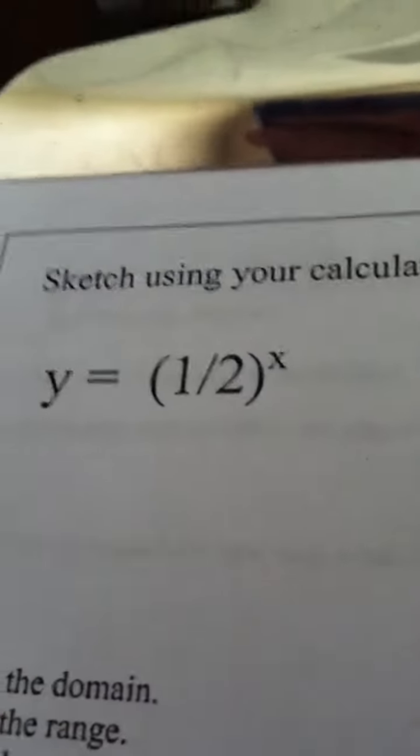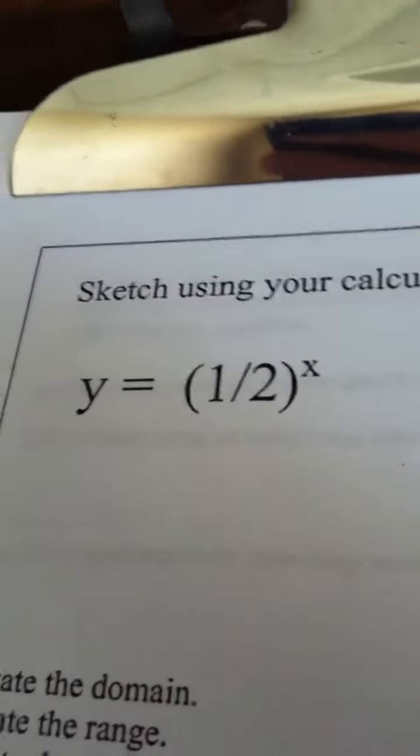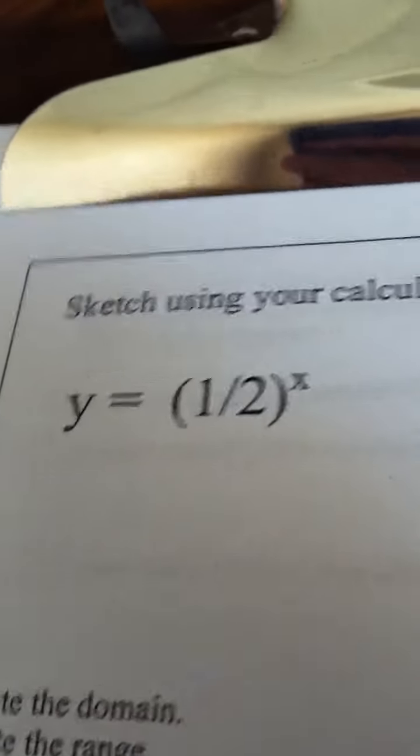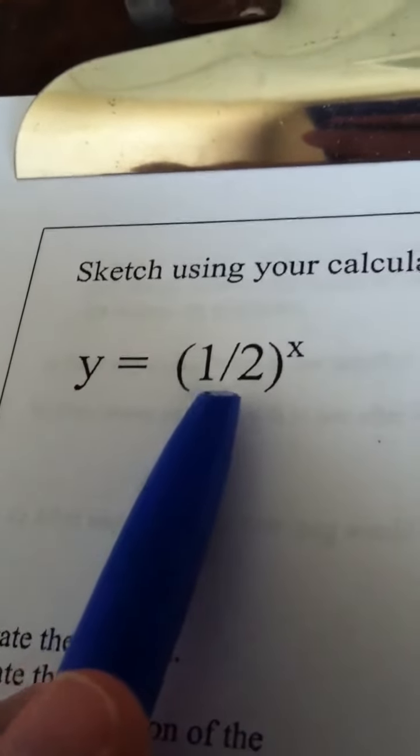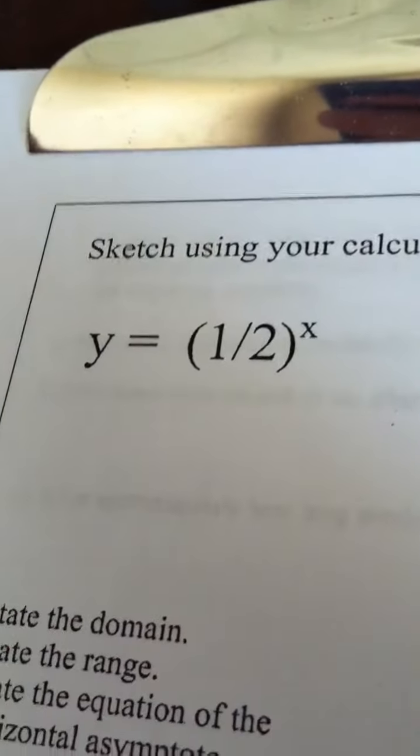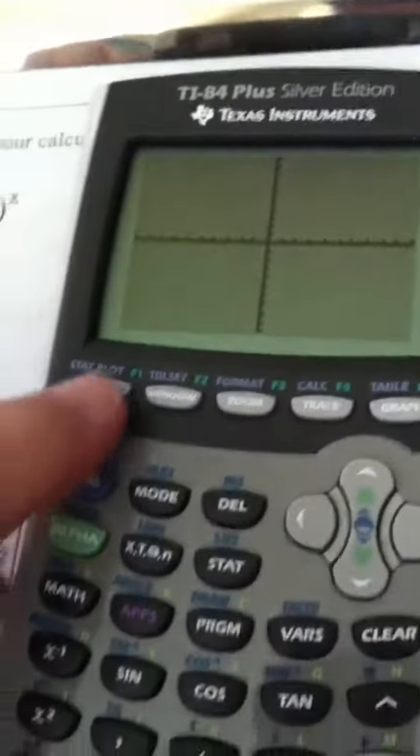Alright, ladies and gentlemen, if I want to draw this graph, y equals 1/2 to the x power. Again, I recognize that this is an exponential function. The base is a positive number not equal to 1, and it's raised to the x power. I'm going to let the calculator do my work for me.